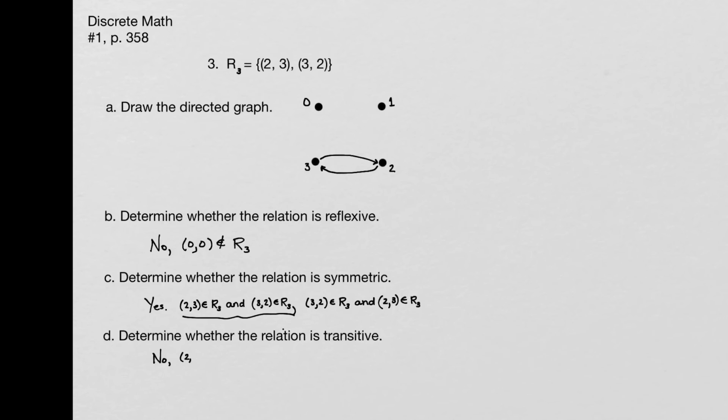And then just say basically what I was saying a second ago. So (2, 3) and (3, 2) are elements of R3, but (2, 2) is not an element of R3. And that's how you do that problem.